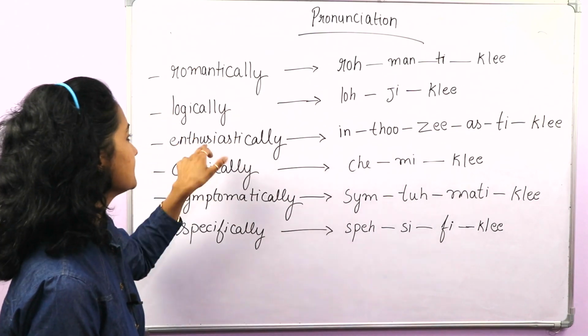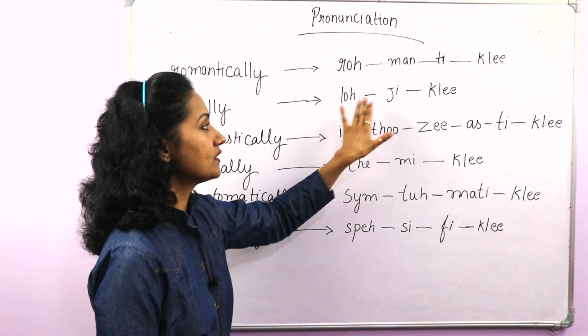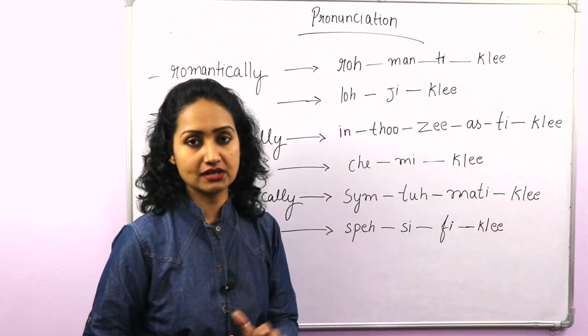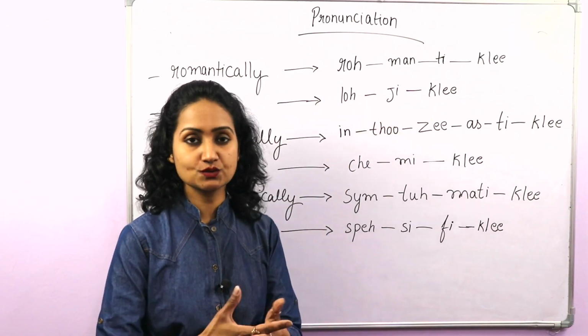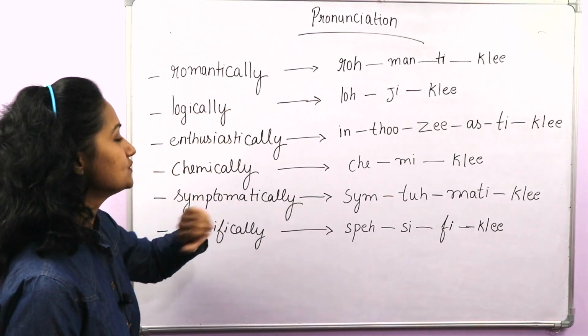Okay? Now next is logically. So here we have 3 syllables, logically. Practice with me, logically. Okay, next is enthusiastically.